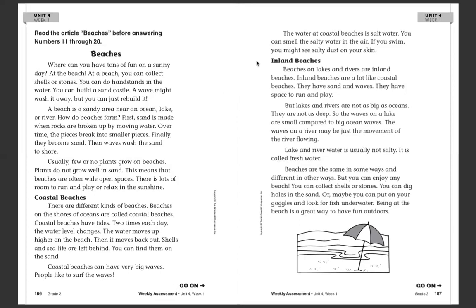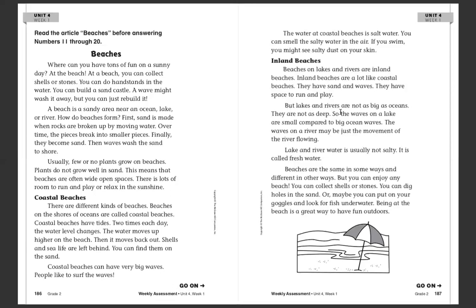Let's read about inland beaches. Inland beaches. Beaches on lakes and rivers are inland beaches. Inland beaches are a lot like coastal beaches. They have sand and waves. They have space to run and play. So those are the ways they're telling us. Remember those signal words? These are ways that they are alike. But there's a signal word that tells me you're going to tell me something different.